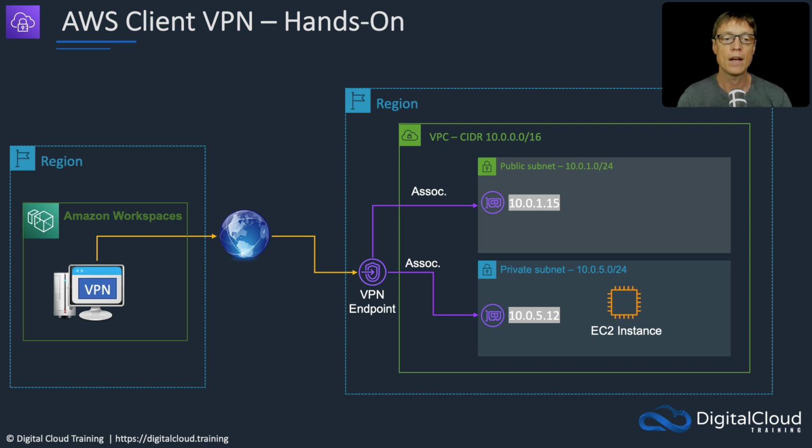Now, also you can download the configuration, so even if you want to use WorkSpaces to set up and generate the certificates that we're going to use, you can then use the VPN configuration and install that on whatever computer you're running on. So that's what we're going to do. Let's head over to the console and start building this out.